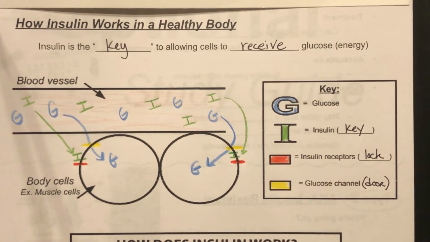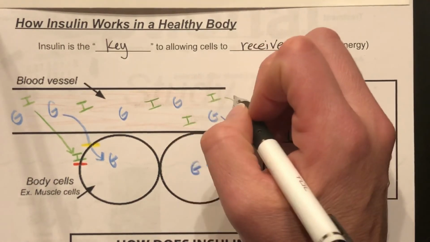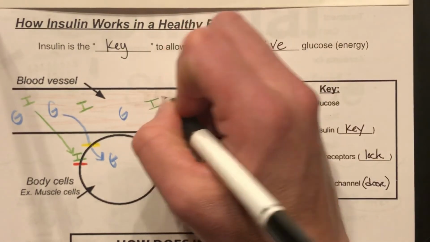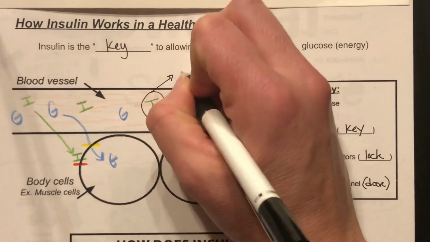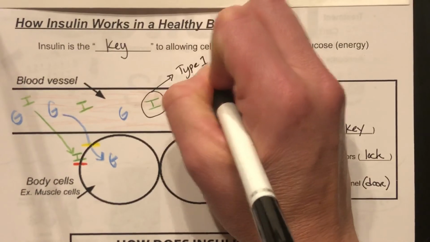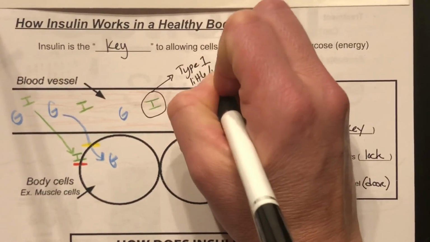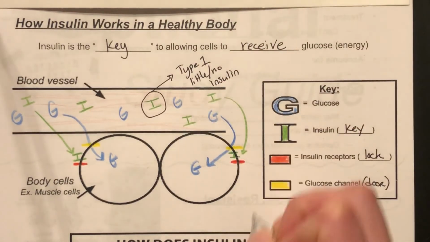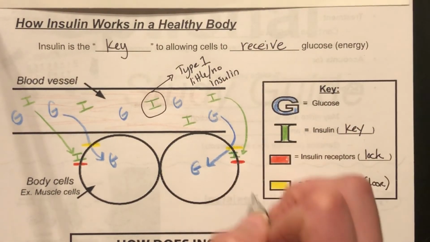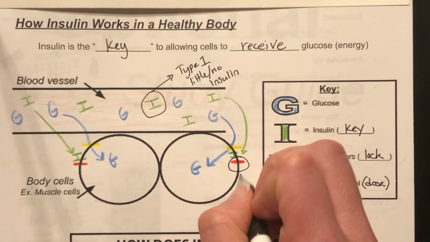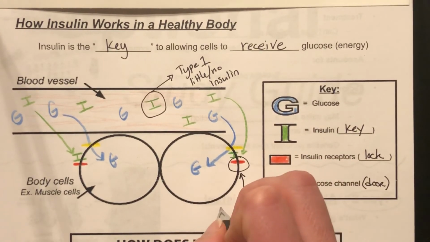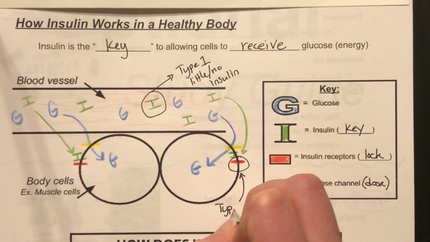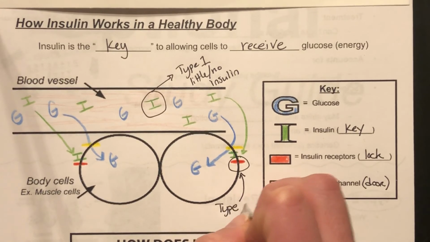So the 2 types of diabetes basically interrupt this system in the body. So type 1 diabetes is little or no insulin. Where type 2 diabetes, in many cases, it's the insulin receptors that are blocked, often with a fatty type substance.